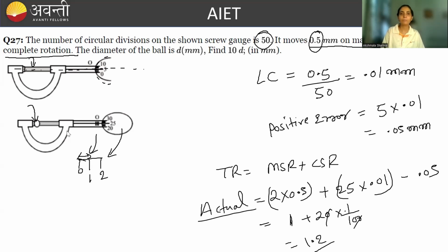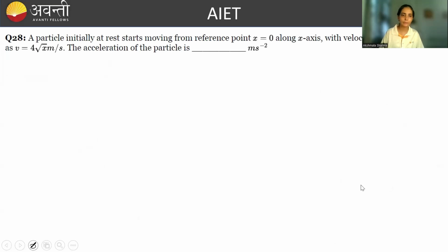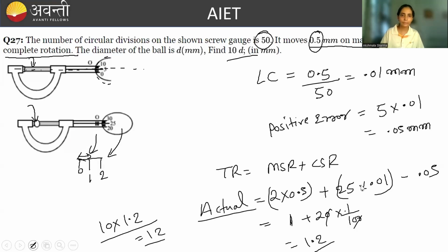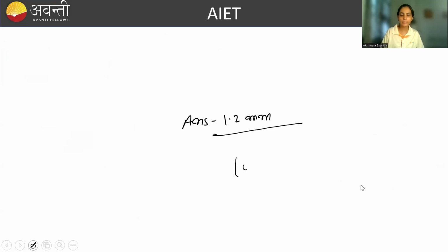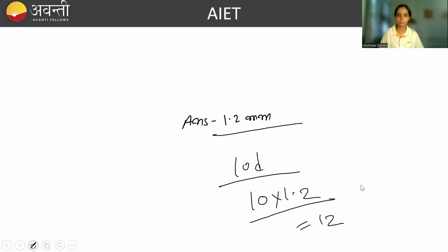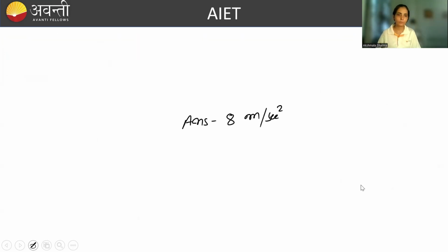We have to calculate 10D. So 10 into D is 1.2, and that is equal to 12. Okay. Am I correct? Now let's see. The correct answer is 12. Sorry, here I have written 1.2. That is the reading written basically. We need to calculate 10D. So answer will be 10 into 1.2, and that is your 12. Okay, sorry.